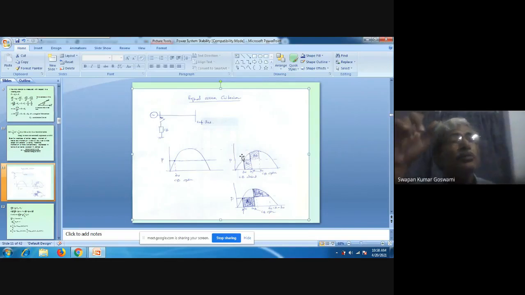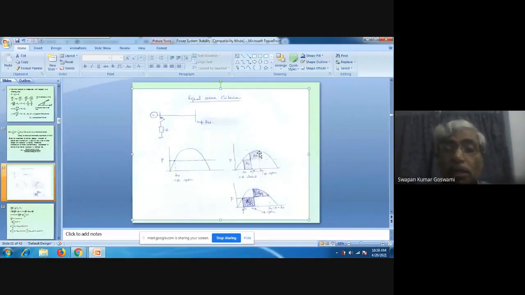Because we are assuming that field current remains same, so induced EMF remains same. We are assuming the terminal voltage remains same because it is the infinite bus voltage. And machine reactance also remains same. So E same, V same, and synchronous reactance is also same. So obviously power angle curve will remain same.